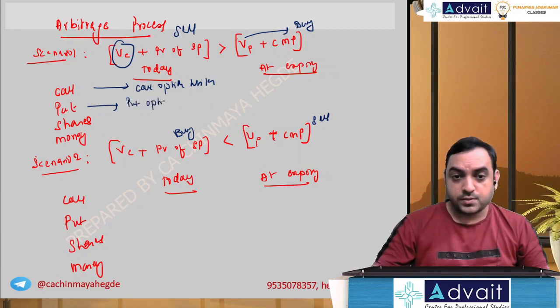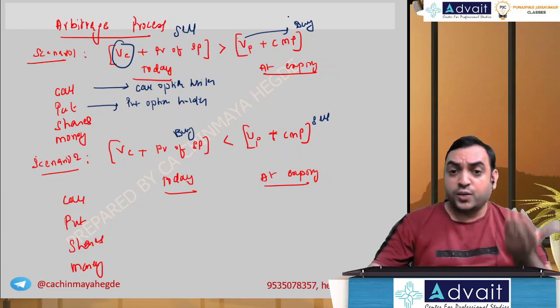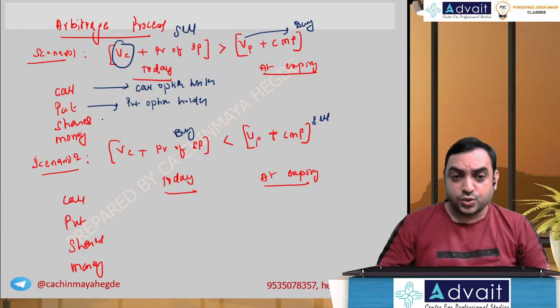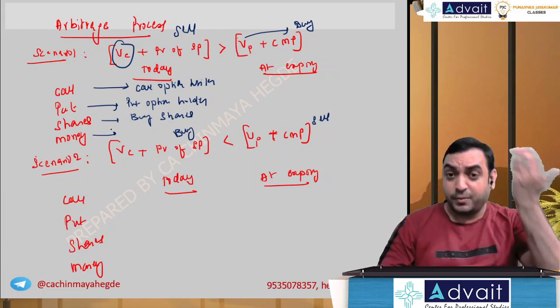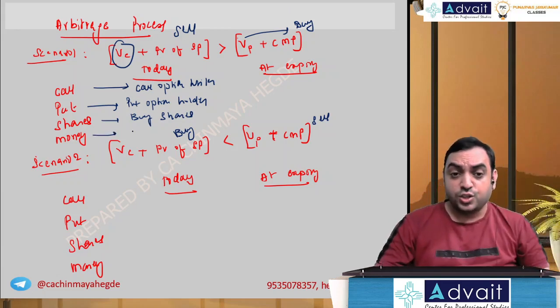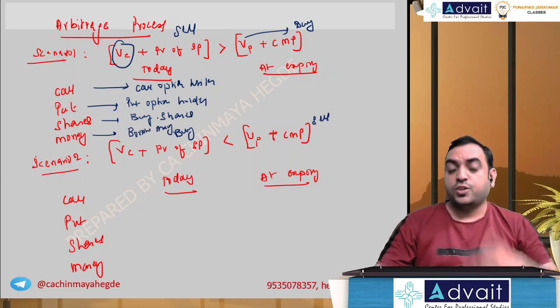On shares, what do we do? Look at the current market price, buy. So you're going to buy shares in the spot market. And if you want to buy shares, what should you do in the money market? Remember the basics. If you want to buy shares, you have to borrow money.